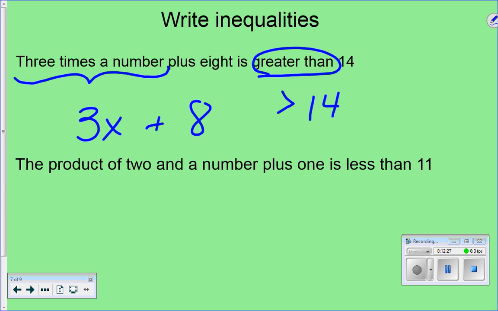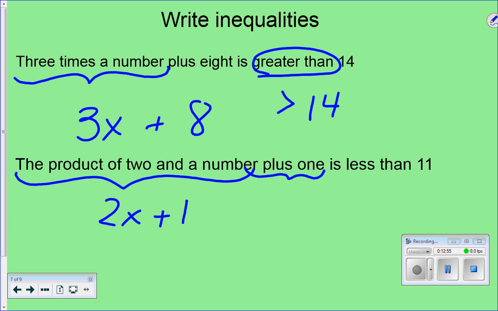The next one says the product of 2 and a number plus 1 is less than 11. What are some keywords in there? Less than. Jasmine? Product. What's the product? What you get when you multiply. So the product of 2 and a number is 2x, plus 1, is less than 11. And then you might have to solve. I think the answer is x is less than 5. I did it in my head.